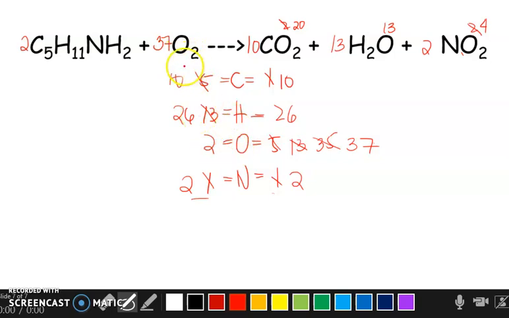Okay, so let's just say I do that. This will become 74. So to balance this, what I have to do is I have to divide 37 by 2, which is not a whole number. So what I have to do now is instead of dividing it by 2, I can multiply the rest of the coefficients by 2. So if I multiply this by 2, this becomes 4. So instead of using 2, this becomes 4. This becomes 20. This becomes 26. And this one becomes 4.